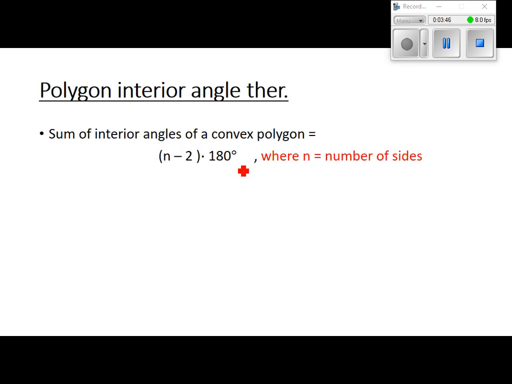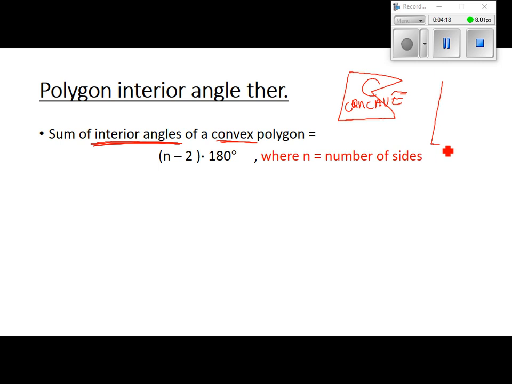So the formula to find the sum of the interior angles, the inside angles of any convex polygon. Start of the year we talked about convex and concave. Remember, concave is some polygon that looks like this. That's concave. That's horrible. So that's concave because it's got this angle inside it here.